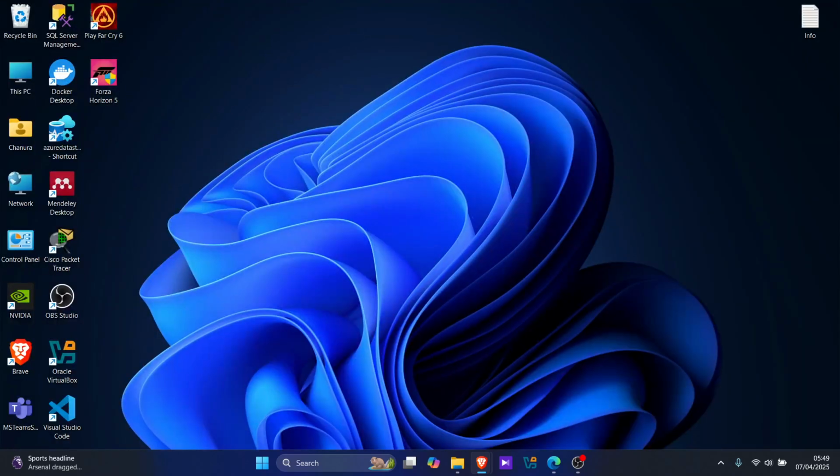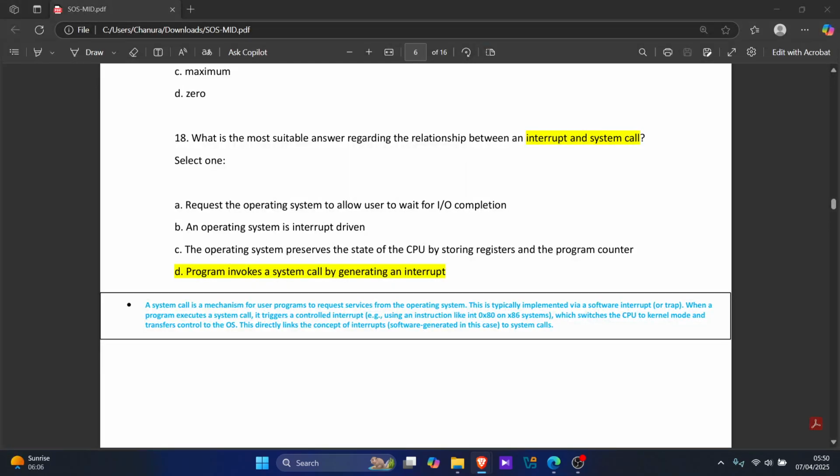A system call is a way for a user program to request a service from the operating system kernel. For example, when a program needs to read a file or create a process, it makes a system call. Now, how do these two concepts relate? I remember that system calls are often implemented using software interrupts. In x86 systems, for instance, the int 0x80 instruction was used to trigger a system call.